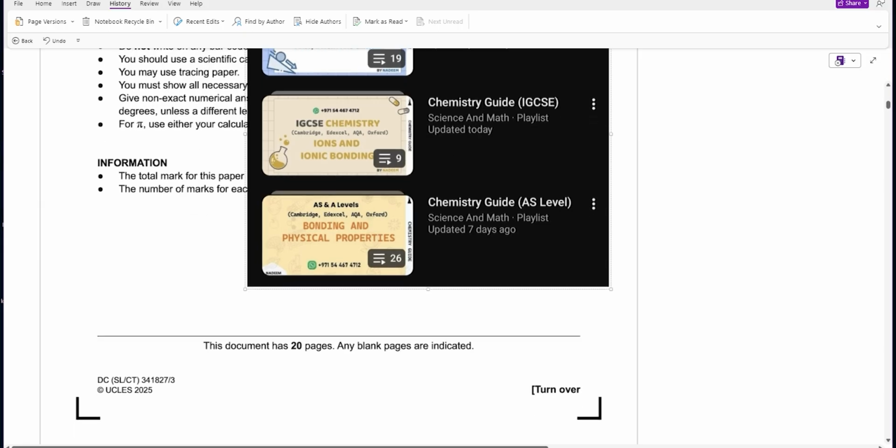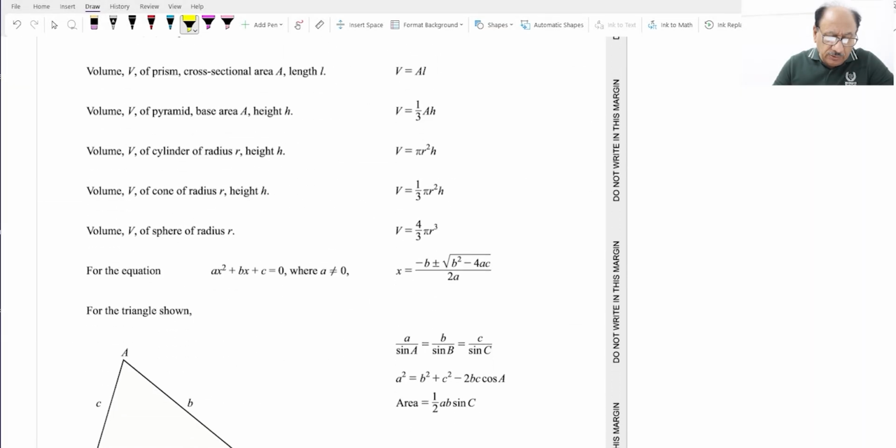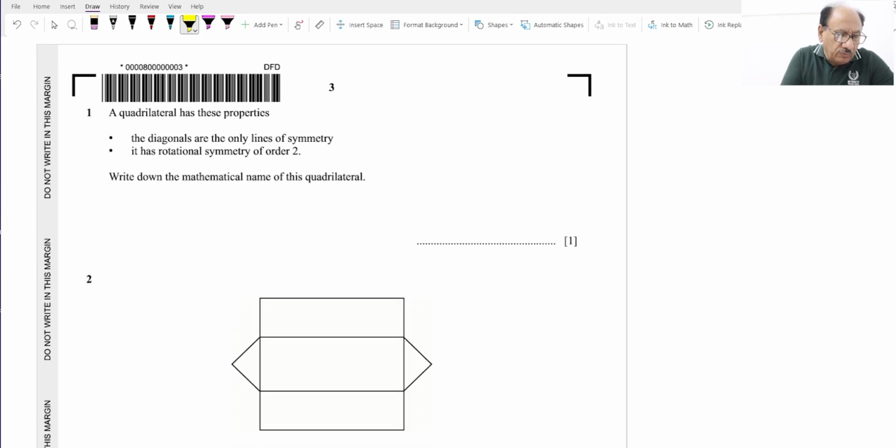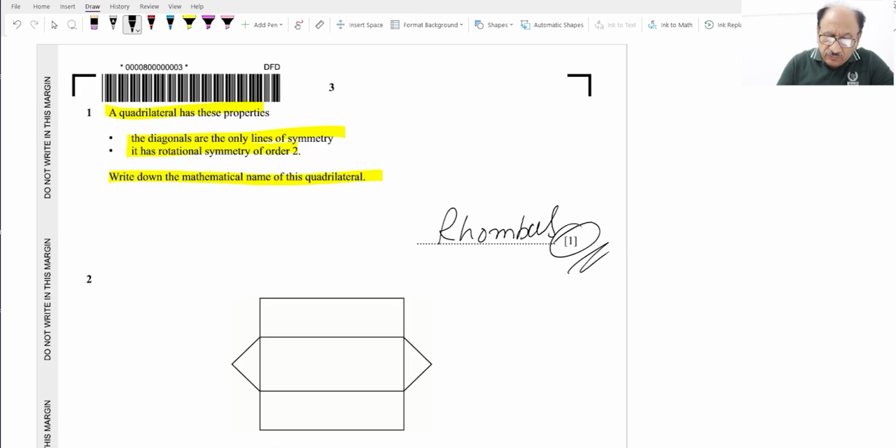Let us move to question number one. Question number one says a quadrilateral has three properties. The diagonals are the only lines of symmetry. It has rotational symmetry of order 2. Write down the mathematical name of this quadrilateral. So this will be rhombus, and this is a 1 mark question which is done.